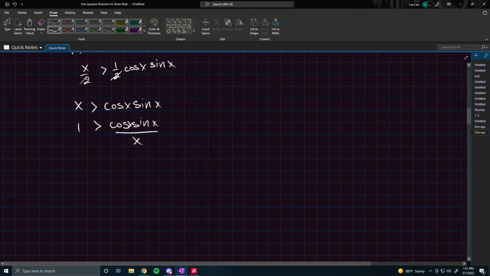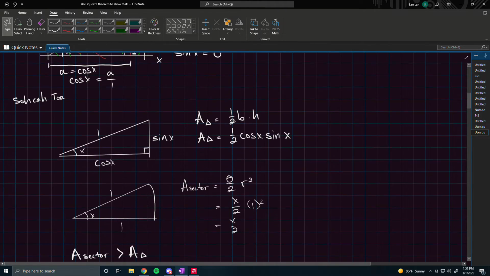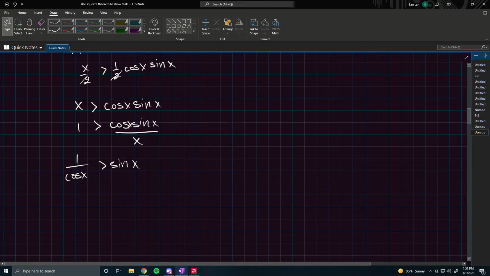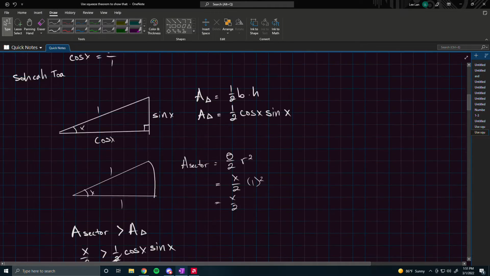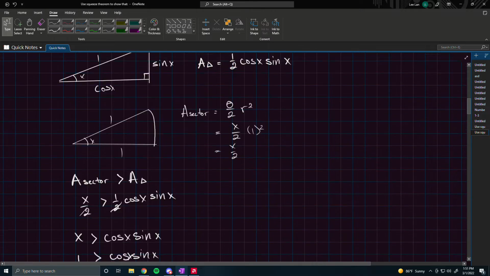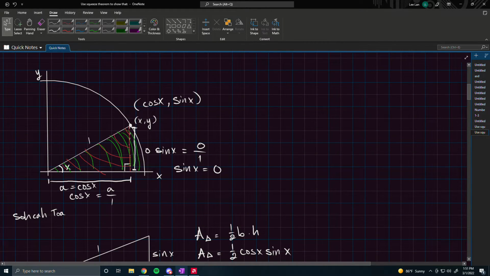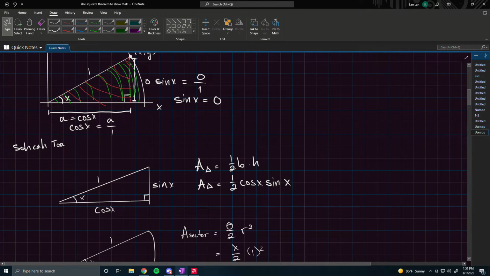And then we can divide both sides by cosine x. So 1 over cosine x is greater than sine x. And the reason why I can divide by cosine x is because I'm stuck in the first quadrant. The reason that's important is because I don't know whether I'm dividing by a positive or negative, so I need to distinguish whether it's positive or negative.